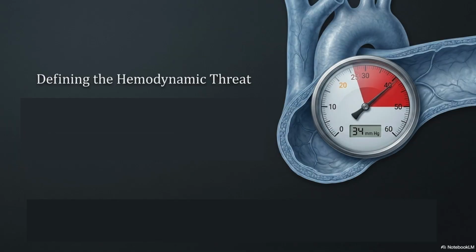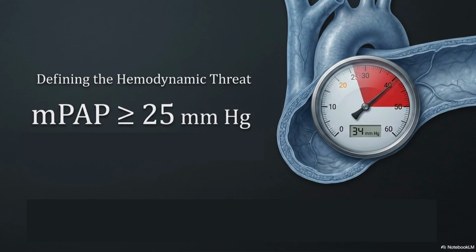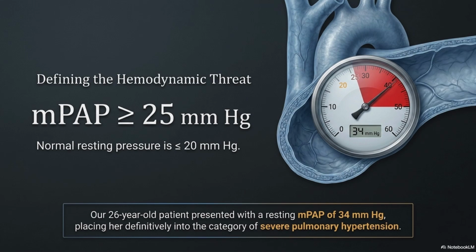First, let's start by defining the hemodynamic threat. By definition, pulmonary hypertension is an MPAP greater than or equal to 25 mm of mercury. To put that in perspective, normal resting pressure is less than or equal to 20 mm of mercury. So going back to our vignette, our 26-year-old patient presented with a resting MPAP of 34 mm of mercury. This places her definitively into the category of severe pulmonary hypertension.